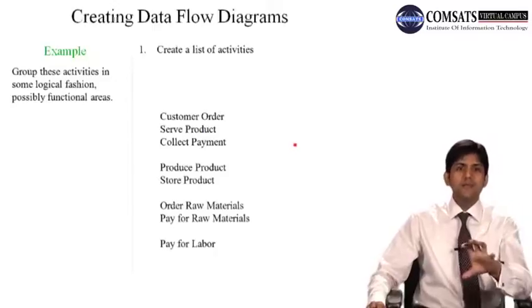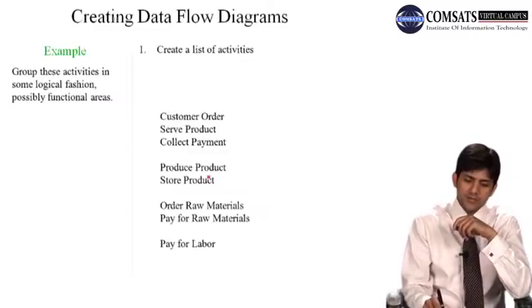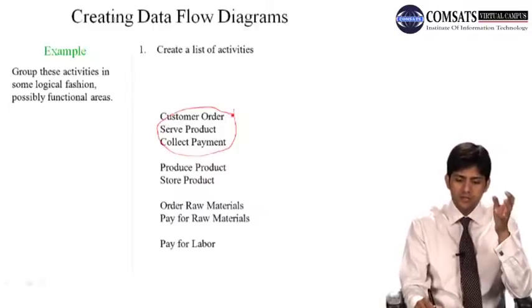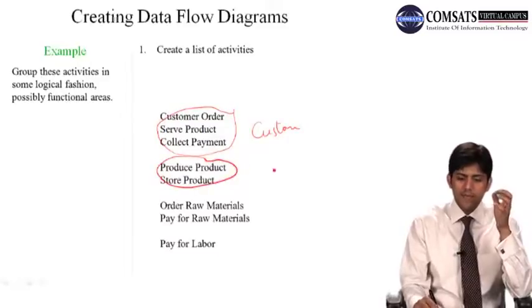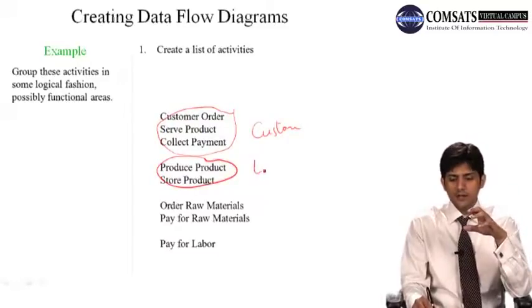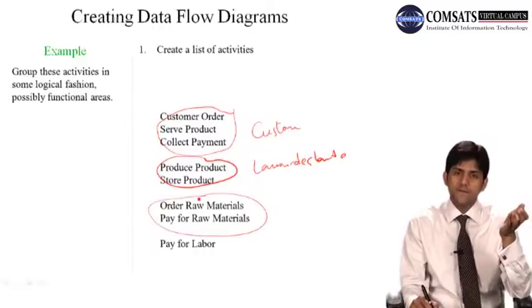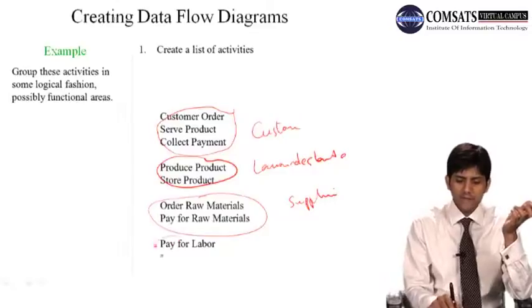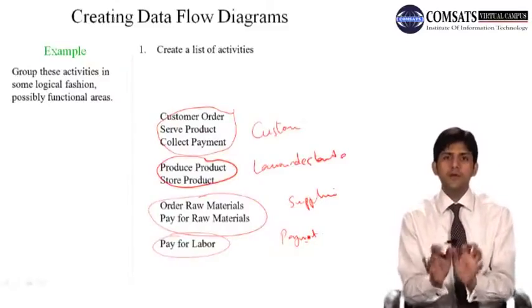now let's try to group these activities कि कौन सी activities आपस में मिलती जुलती हैं. Okay, जिस तरह जो customer order, serve product और collect payment है, these are all linked to who? These are all linked to the customer. ठीक है, इसी तरह produce product और store product है, that is linked to basically that lemonade stand or the person who is making that lemonade. इसी तरह जो order raw material और pay for raw materials है, this is maybe linked to a supplier. ठीक है, and this pay for labor is maybe you can call it payment or something like that. So you can create a rough grouping of these activities.